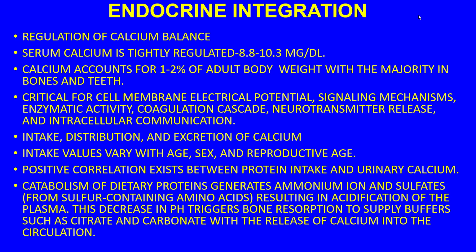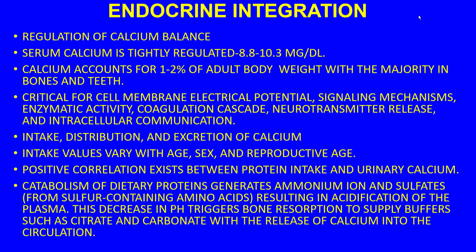If we look at the intake, distribution, and excretion of calcium, I didn't spend a lot of time with the numbers because the intake values vary with age, sex, and reproductive age. There is a positive correlation that exists between protein intake and urinary calcium. The catabolism of dietary proteins generates ammonium ions and sulfates. Usually the sulfates are coming from sulfur-containing amino acids like cysteine.